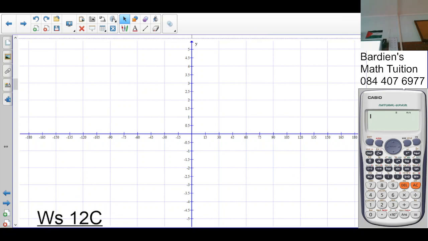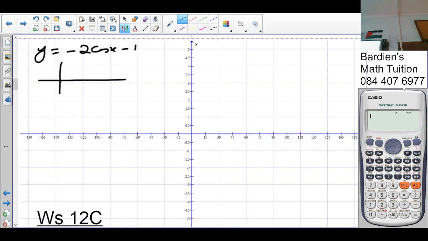What's the second equation? y equals 2 cos x minus 1. So it's the cos x graph inverted, enlarged or stretched by a factor of 2. So the cos graph is going to do that at 2 and minus 2. Then what happens to the graph? It then moves 1 unit down.